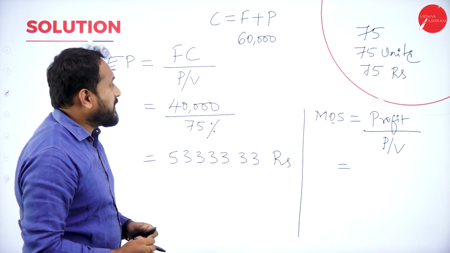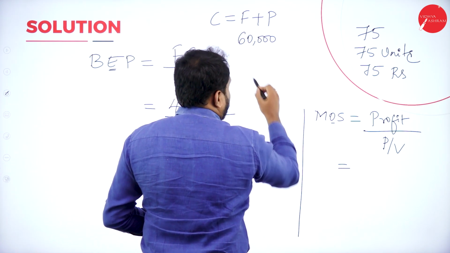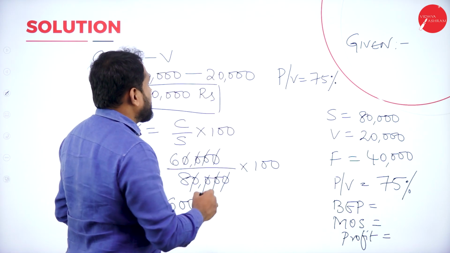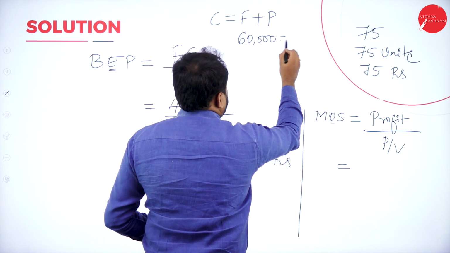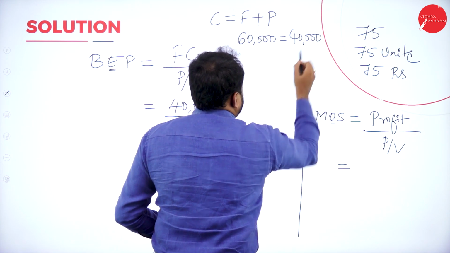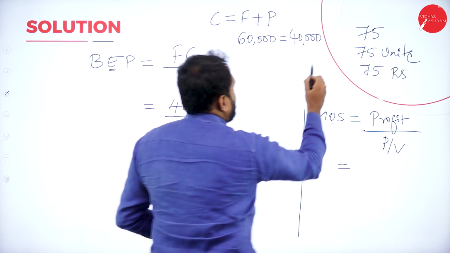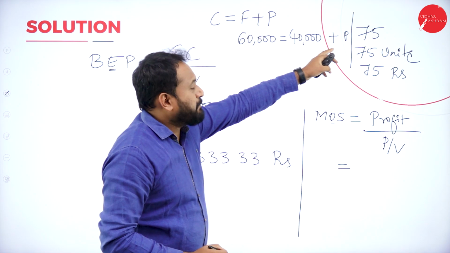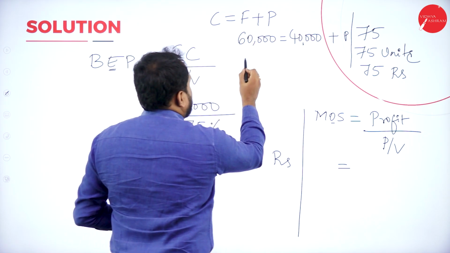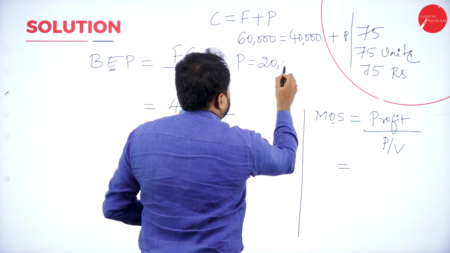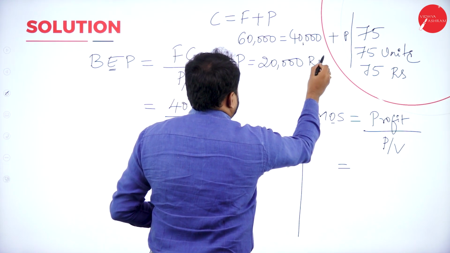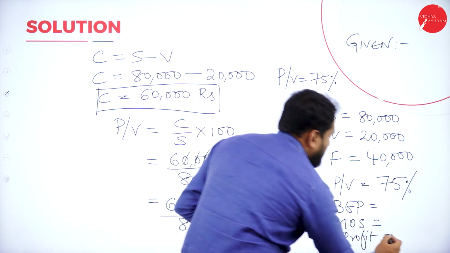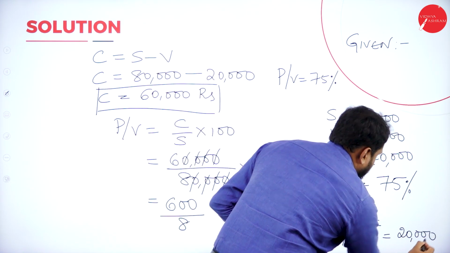I know my C is equal to how much? 60,000. I know F also. F exactly is how much? Now you people have calculated. That is in the question itself. 40,000. So 60,000 is equal to 40,000 plus P. I need to know what exactly my P is. This is the rough one which we are supposed to do. Now let P be here, we'll send it here. That means my profit is equal to 20,000 rupees. Here only I'll write my profit is 20,000 rupees.